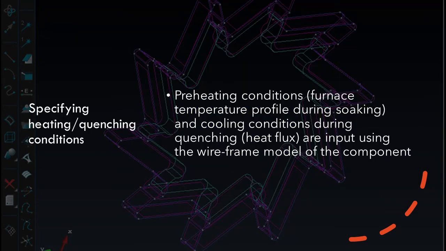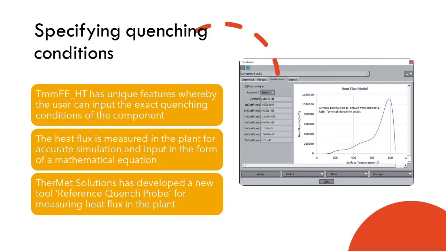Preheating conditions, furnace temperature profile during soaking, and cooling conditions during quenching, such as heat flux, are input using the wireframe model of the component. The software has unique features whereby the user can input the exact quenching conditions of the component. The heat flux is measured in the plant for accurate simulation and input in the form of a mathematical equation. TherMet Solutions has developed a new tool, a reference quench probe, for measuring heat flux in the plant.